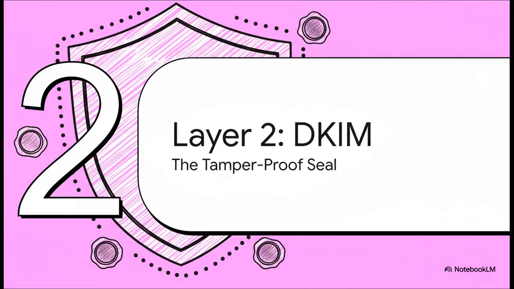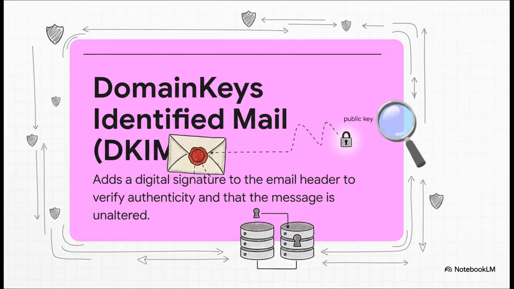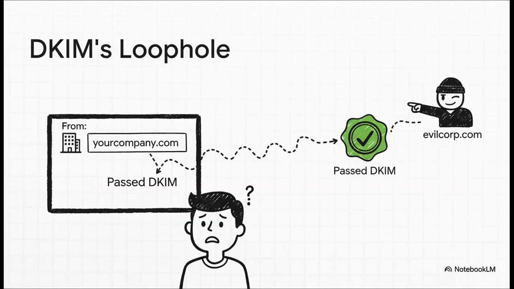So, to plug the holes in SPF, we need a second layer of defense, DKIM. Think of this one like a tamper-proof digital seal on every single message you send out. DKIM uses some clever cryptography to add a unique, hidden signature right into your email's header. It's basically the digital version of a wax seal on an old letter. The server on the other end can use your public key, which you also store in your DNS, to check if that signature is valid. This proves 2 things, and they're both super important. 1, that the email really did come from your domain, and 2, that the message itself hasn't been messed with along the way. But you guessed it, there's still a loophole here.